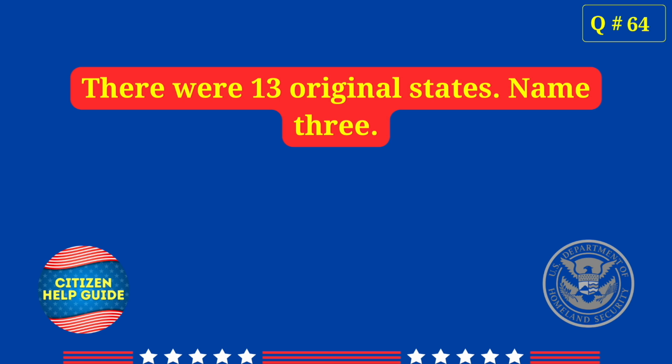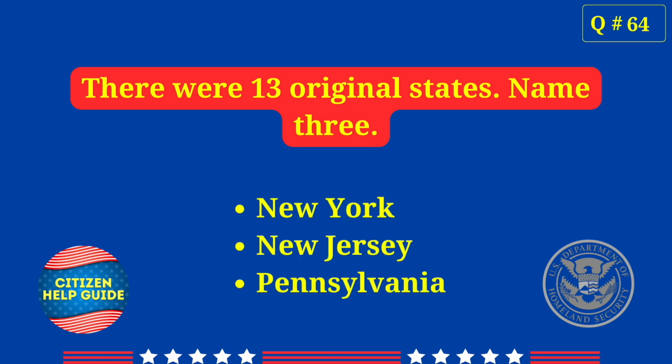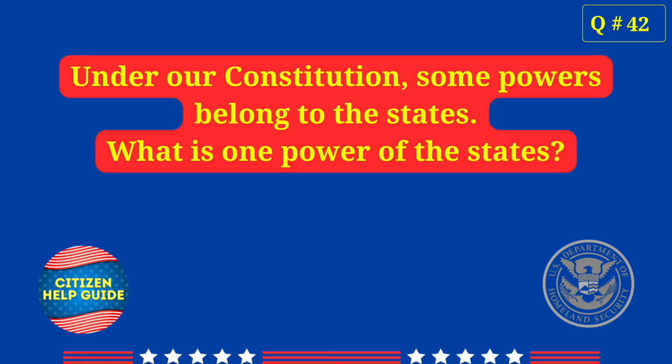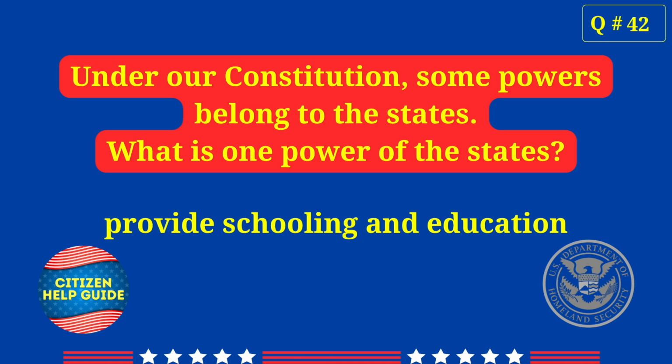There were 13 original states. Name 3. New York, New Jersey, and Pennsylvania. Under our Constitution, some powers belong to the states. What is one power of the states? Provide schooling and education.